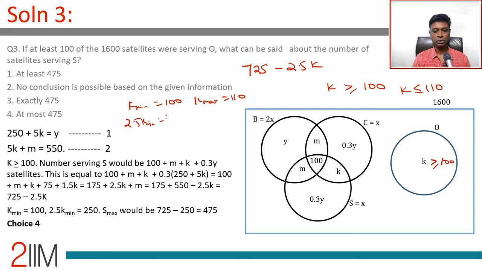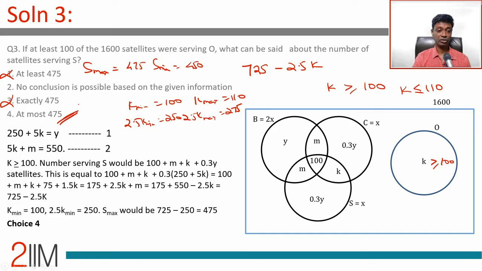2.5K min is 250. 2.5K max is 275. If we put K as a minimum, then S will be maximum. So S maximum is 475. S minimum is 450. Wonderful. Now let's look at the statements. At least 475? Maximum is 475. Exactly 475? Not required. At most 475. This is true. The maximum possible value for S is 475.